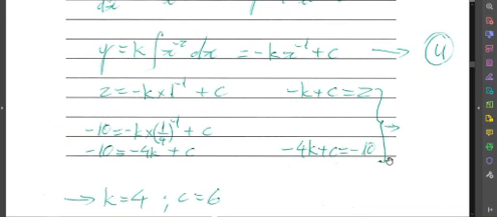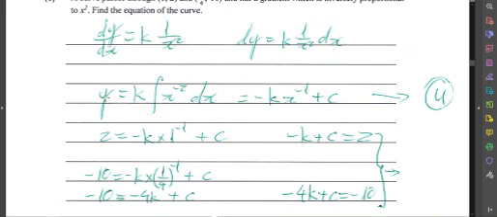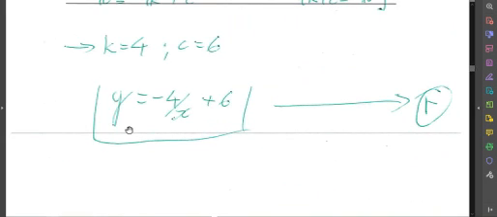What does this accolade mean? That I solve as simultaneous equations. So I solve this as simultaneous, and I get k equals 4, c equals 6. Okay? Now that I've got an expression for y, and I've got values for k and c, y is negative 4 over x plus 6. And that's worth an R.